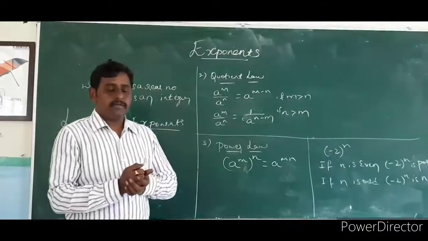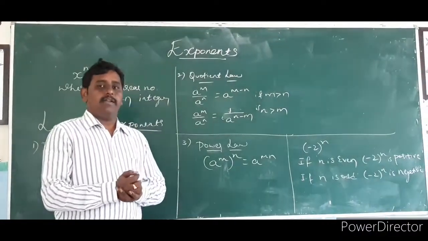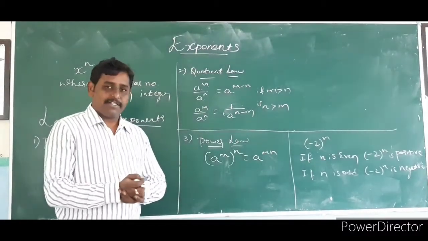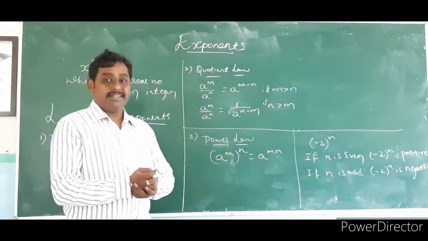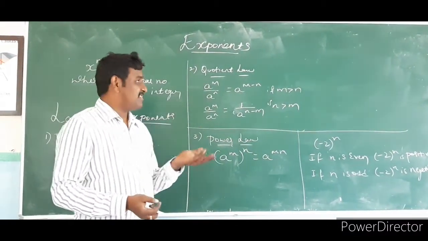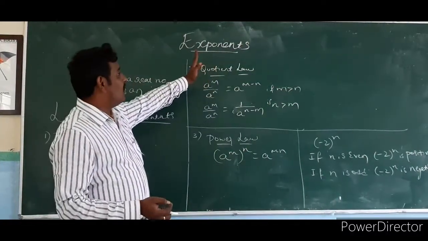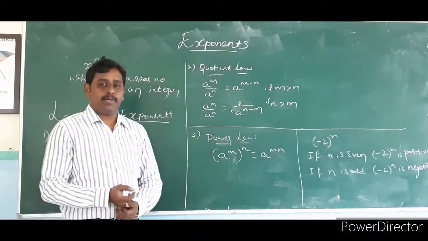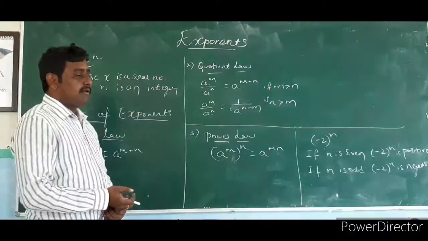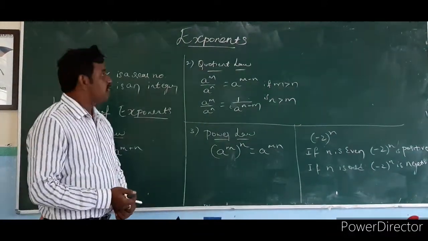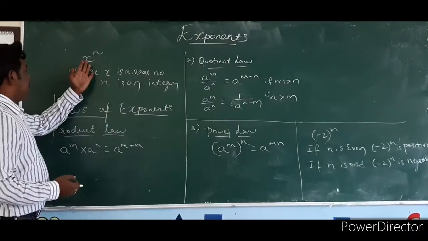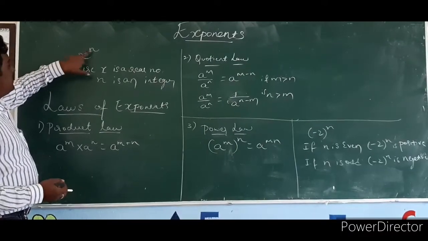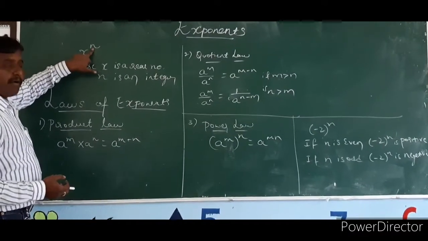Welcome to Google Classroom. In our last classes, we learned the rational numbers chapter. In this class, we are going to the next chapter. This is called exponents. We already learned what is meant by exponents. If you take any x to the power of n, x is called the base, n is called the power.